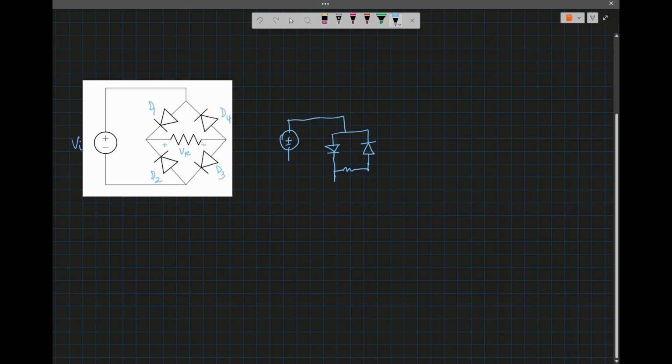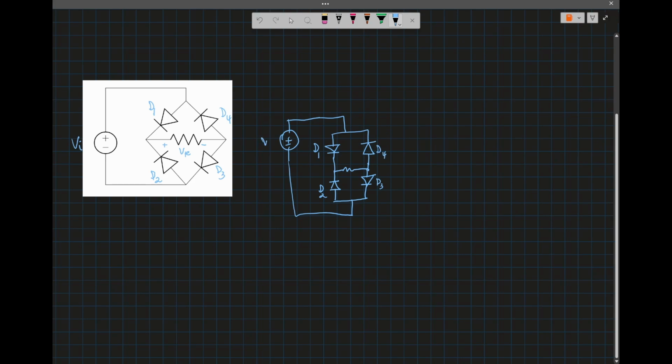You have the resistor there. You have this diode, and you have this D3 connected to the source. So D1, D2, D3, and D4.